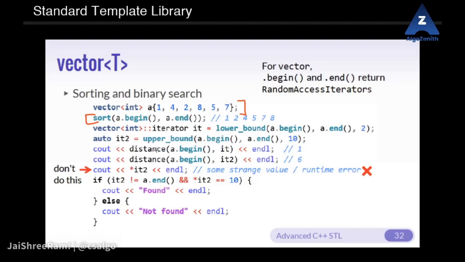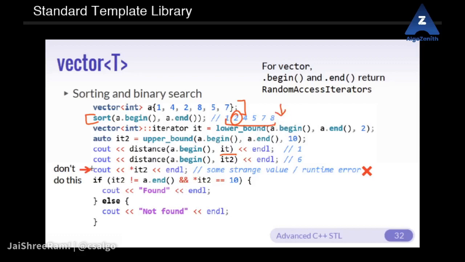And distance is a function in STL which gives you the distance between two iterators. It's like subtraction. So if you find the distance from a.begin() and it, this gives you 1. Why? Because this is the element that it finds, position index 1. That is the first element which is greater than or equal to 2 in this array. If you find the element greater than 10, that's 6. There are only 6 elements, so it's pointing to the end iterator, because everything is less than or equal to 10.